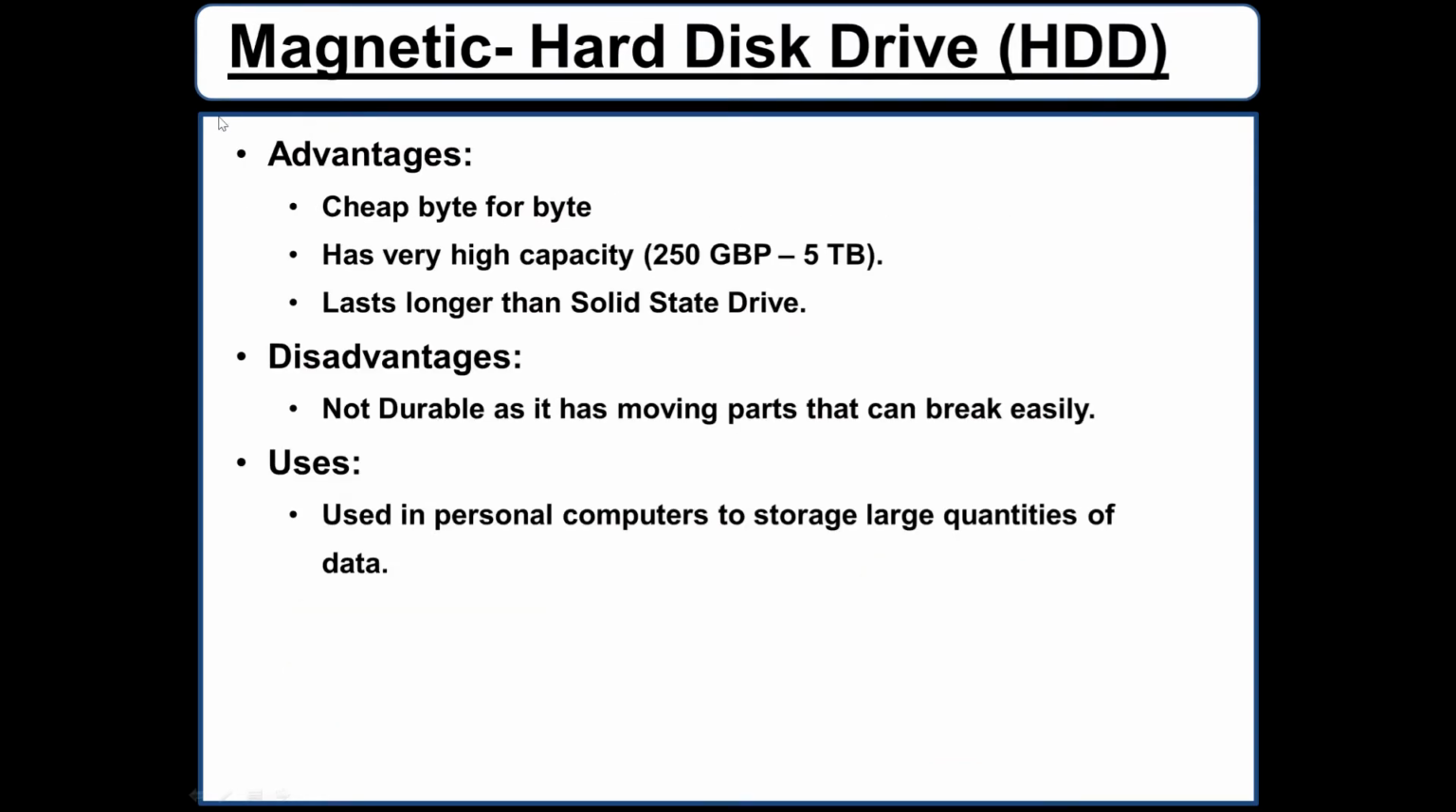So advantages of hard disk drive, we got is cheap byte for byte, which means if you have a 1 terabyte hard disk drive and then 100 gigabyte of solid state drive, then obviously the hard disk drive will be more expensive. But if you got 1 terabyte SSD and 1 terabyte hard disk drive, then the hard disk drive will be cheaper. That's what it means byte for byte if the storage amount is the same.